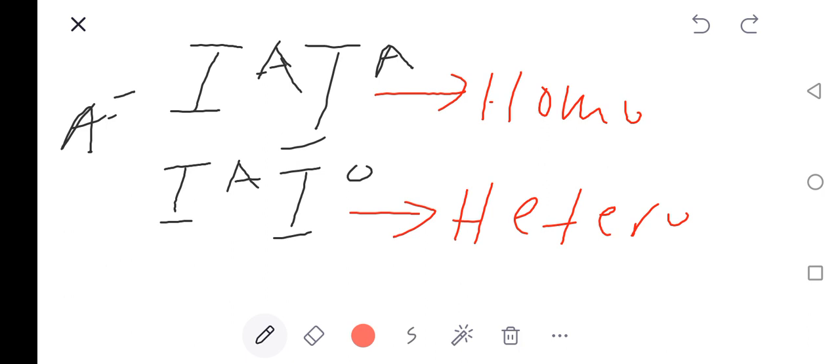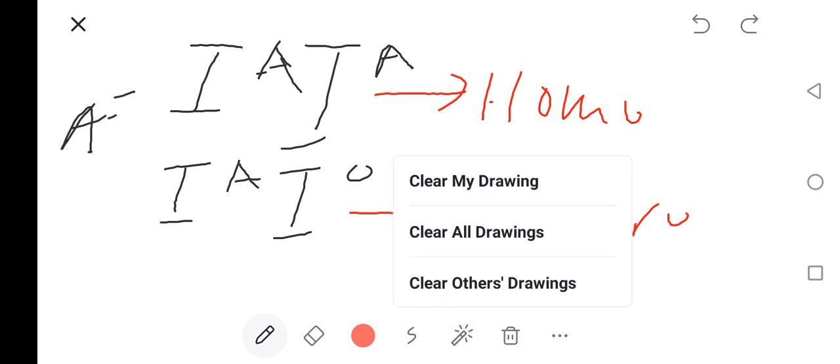Remember there are only A positive and A negative, which matters for blood transfusion. So in each blood group, A is appearing twice: A positive, A negative. Hope you've written that. Write it on the board.